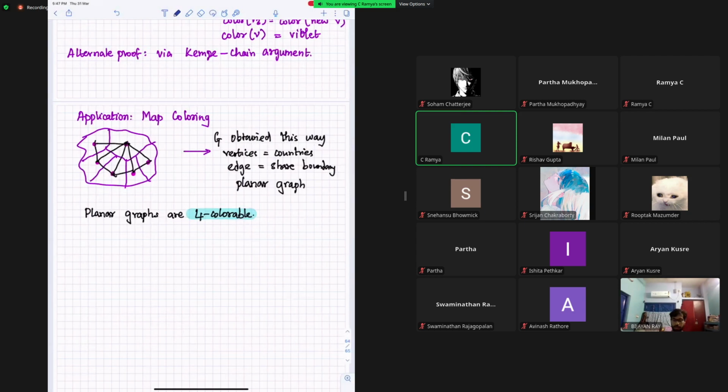Okay, so there is something else that I wanted to say about planar graphs quickly. I'll finish in 5 minutes. Okay, so we know that K5 and K3,3 are non-planar.